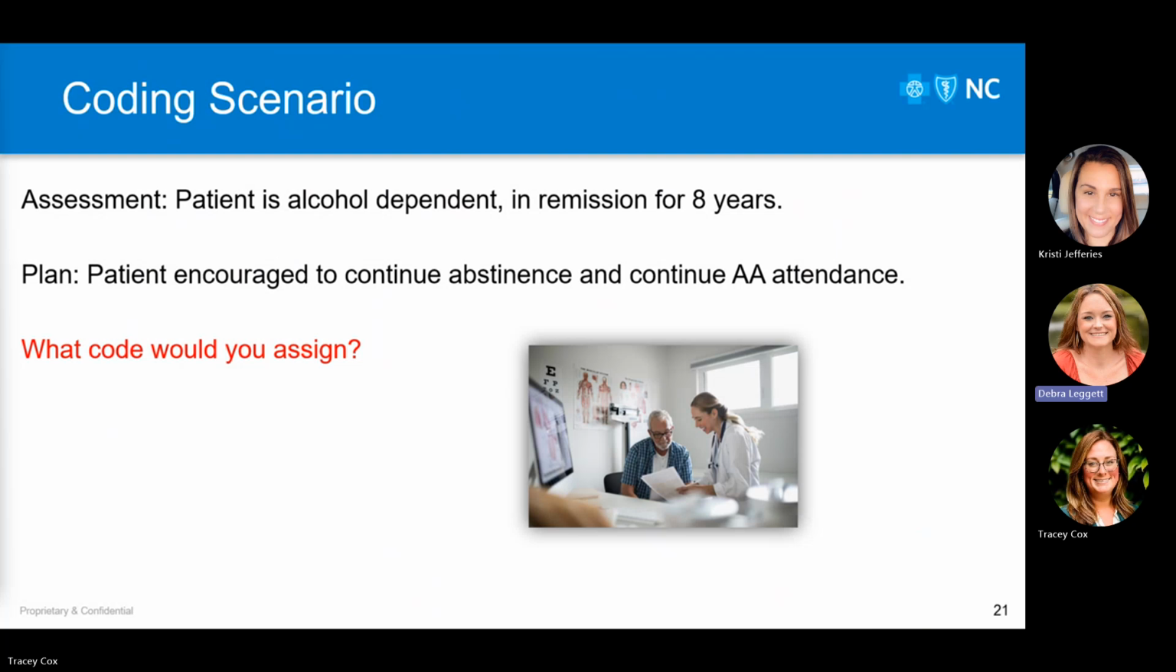Now let's try a coding scenario. In the assessment, the patient is alcohol dependent in remission for 8 years. In the plan, the patient is encouraged to continue abstinence and continue AA attendance. What code would you assign? You can put your answer in the chat.